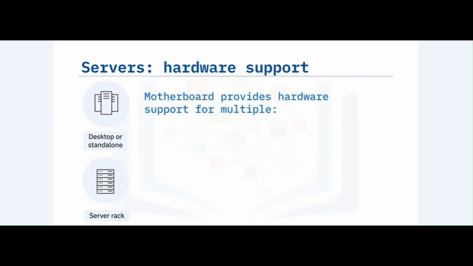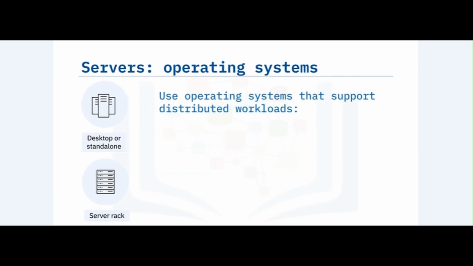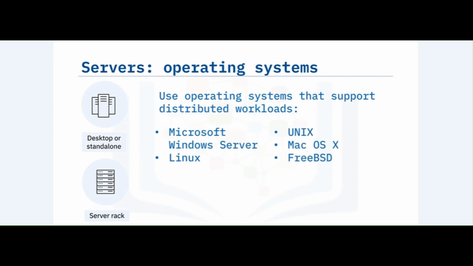Server hardware offers robust capabilities that often support multiple processors, memory, graphic cards, storage, and port connections within the same box. Servers use network operating systems geared towards optimizing data distribution. Popular operating system software vendors include Microsoft Windows Server, Linux, Unix, Mac OS X, and FreeBSD.